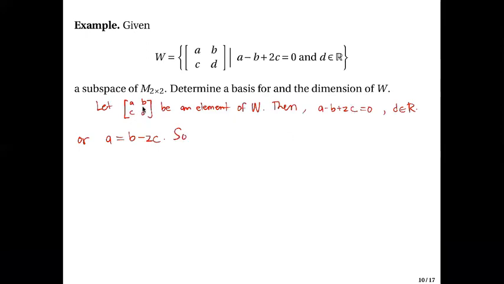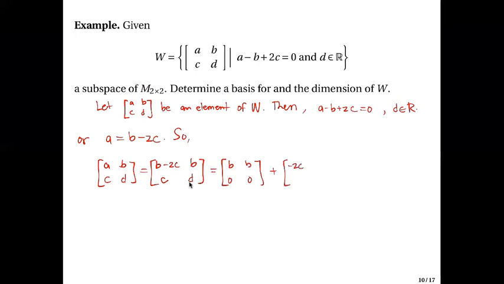So let us rewrite this matrix. So you have the matrix A, B, C, D. We replace A by this guy. So B minus 2C, and then B, C, D. And then we just separate all those with a B, all those with a C, and all those with a D. Particularly, we have here B, B, 0, 0 plus minus 2C, 0, C, 0 plus you have 0, 0, 0, D. Okay? Following so far?